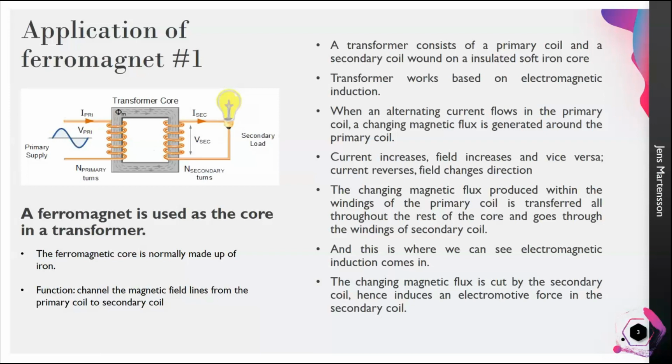So this changing magnetic flux produced within the winding of the primary coil is transferred through the core and goes into the winding of the secondary coil. And this is where we can see the electromagnetic induction. The changing magnetic flux is then cut by the secondary coil and hence induces an electromotive force in the secondary coil. And we can see the light bulb lights up.